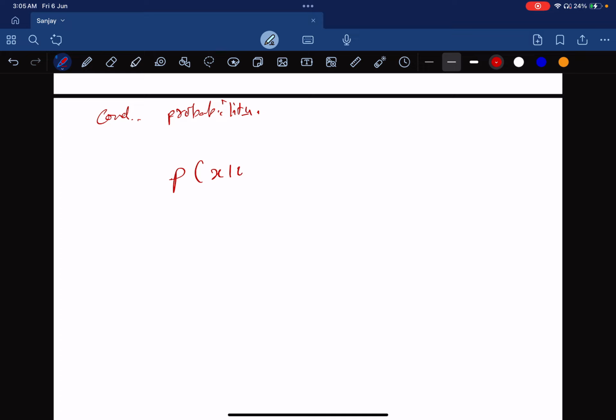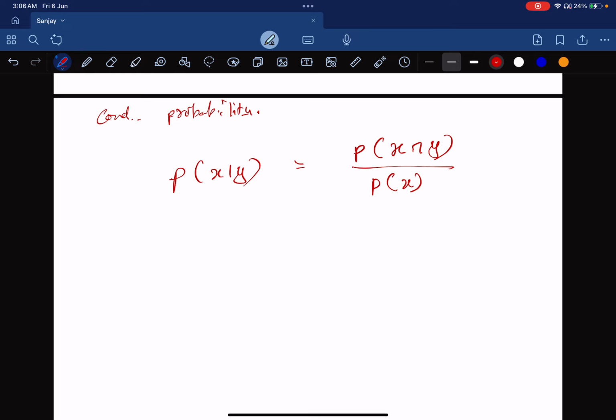P of x given y. This is the conditional probability. And the formula looks like P of x intersection y divided by P of x. This is the conditional probability formula. By using the conditional probability formula, we can construct the Bayes theorem.